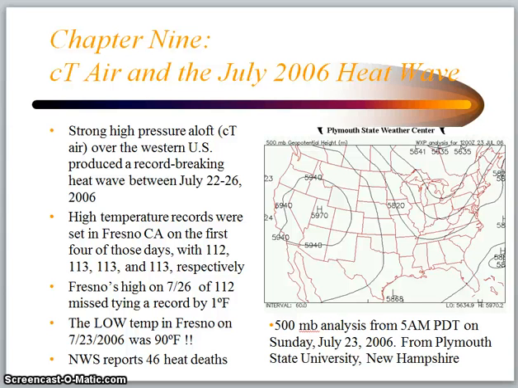This map is courtesy of Plymouth State University, New Hampshire, which shows a 5,970 meter height contour right there in the center of that tremendous high pressure aloft, the continental tropical air that caused a heat wave that the National Weather Service reports almost 50 people died in Fresno County alone from that valley heat wave.